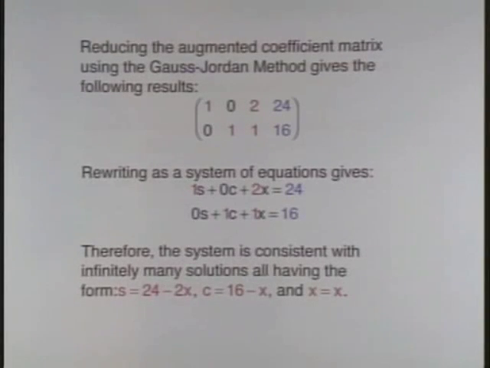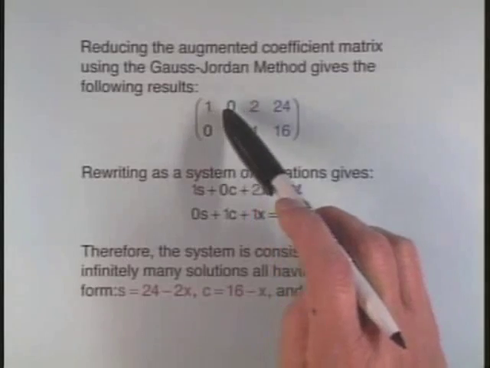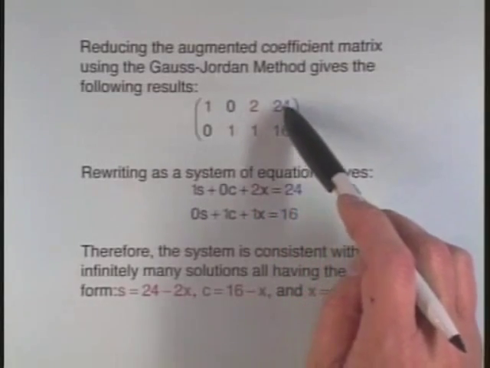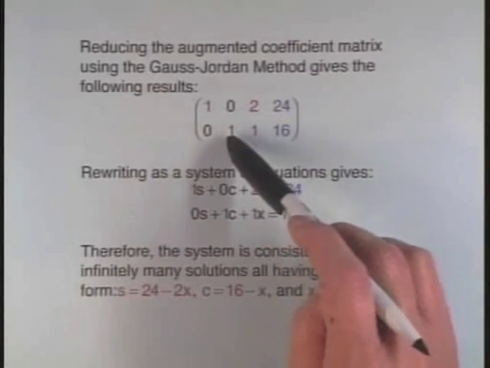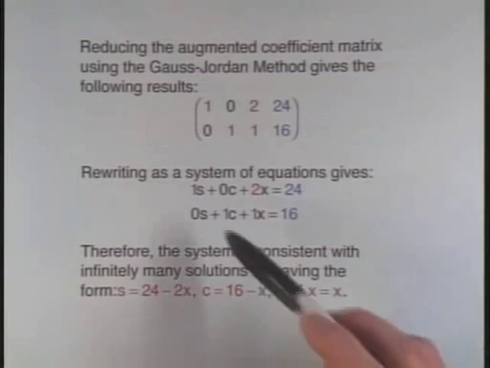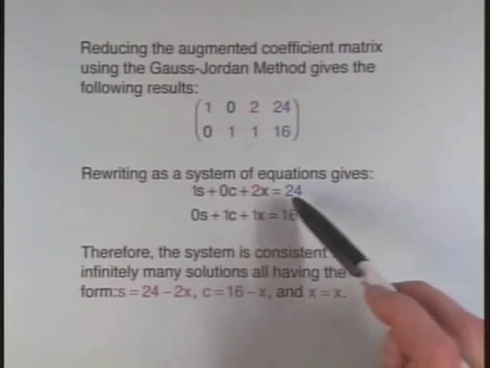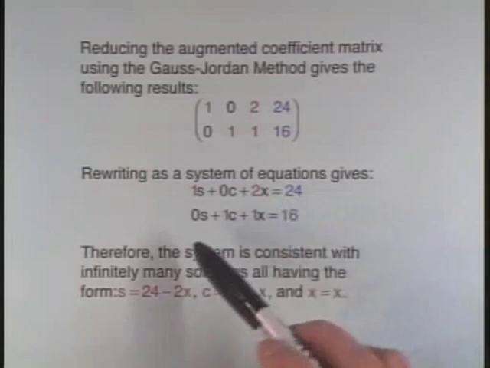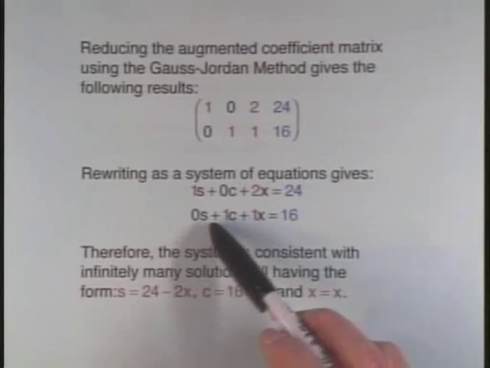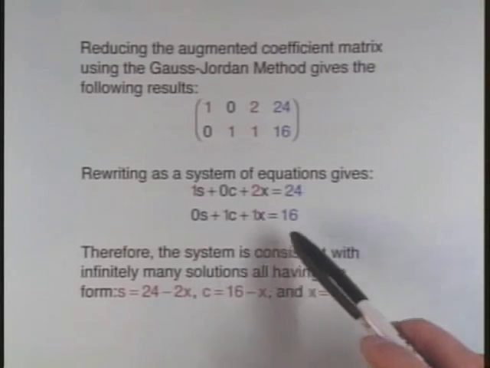Reducing the augmented coefficient matrix using the Gauss-Jordan method gives the following results. In row 1, 1, 0, 2, 24. In row 2, 0, 1, 1, 16. Rewriting this as a system of equations gives 1 times S plus 0 times C plus 2 times X equals 24. Row 2 gives 0 times S plus 1 times C plus 1 times X equals 16.